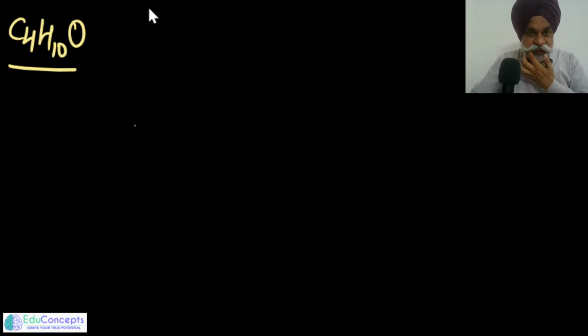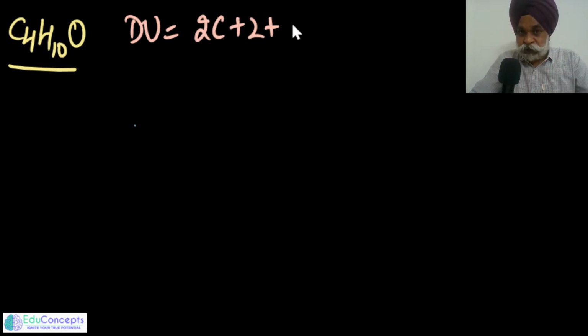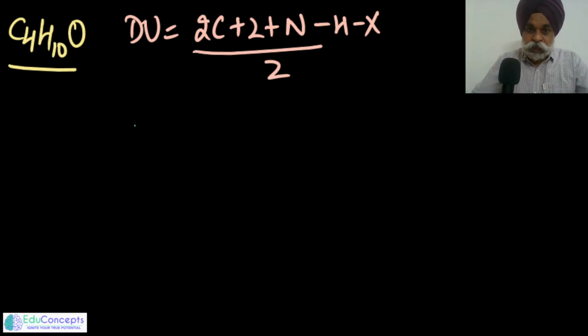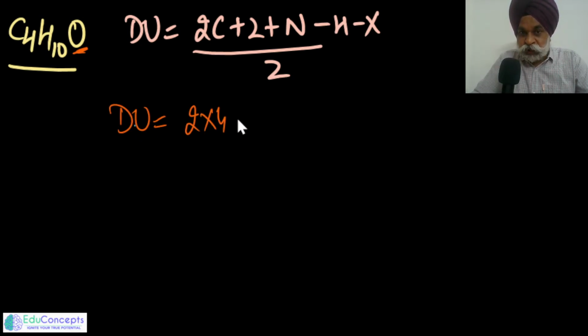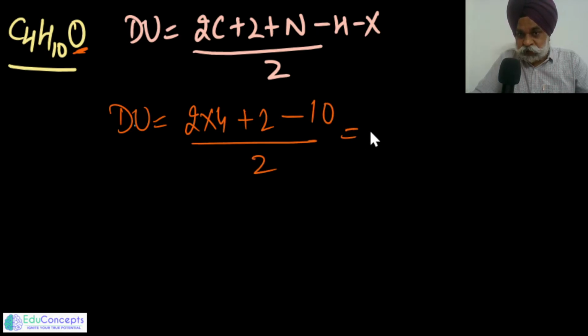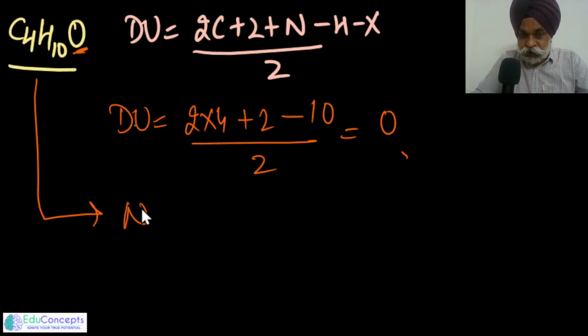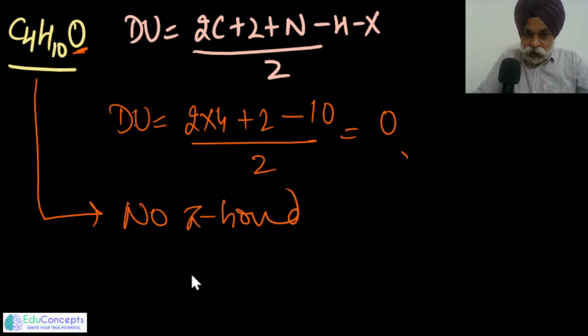Now, if I have to find the degree of unsaturation for this, the formula is (2C + 2 + N - H - X) / 2. In this formula, we don't have oxygen, so oxygen is not to be seen here. So the numerator is 2 times 4 plus 2, nitrogen is not there, and hydrogen 10 is to be subtracted, divided by 2, so the degree of unsaturation came out to be 0. That means there is no pi bond and no ring in this compound.